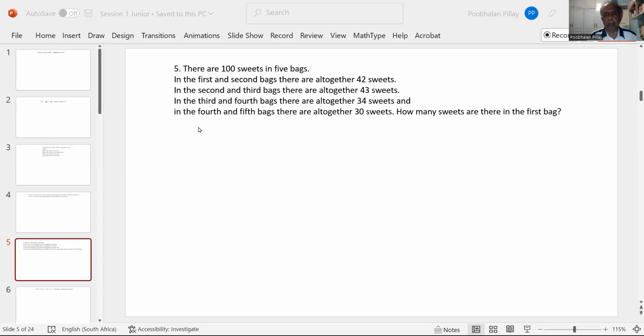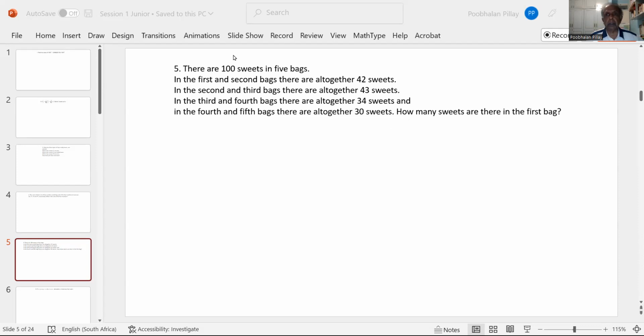So let's get on to problem number 5. Problem number 5 reads as follows. There are 100 sweets in 5 bags. In the first and second, there are altogether 42 sweets. In the second and the third, there are altogether 43 sweets. In the third and the fourth, there are 34 sweets. And in the fourth and the fifth, there are 30 sweets. So there's a lot of information that is given here. So the question that is asked is, how many sweets are there in the first bag?